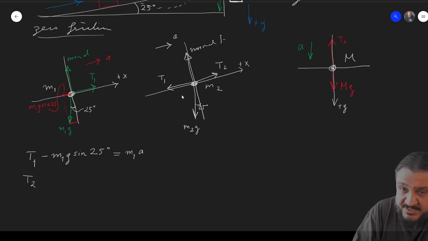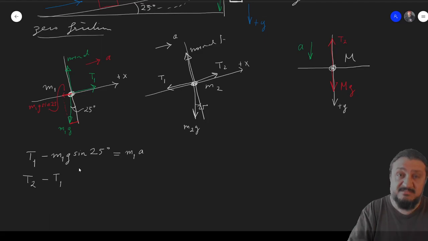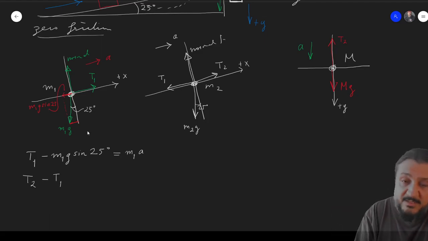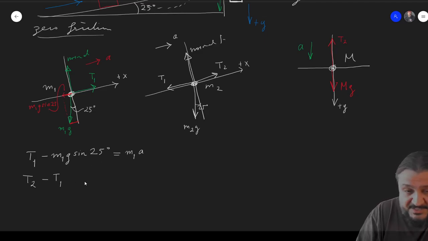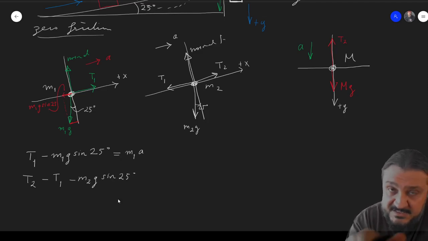Good. Now from the second free body diagram, I have T2 in the positive x direction and T1 in the negative x direction, therefore minus, okay? Or in other words, plus negative T1, if you will. Same thing about M2G. M2G has a component along the negative x direction, minus M2g sine 25. Okay, remember there is no friction in this problem, so there's no friction term here.